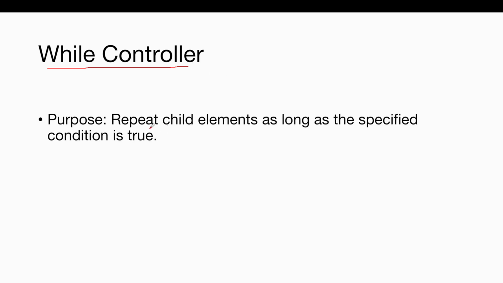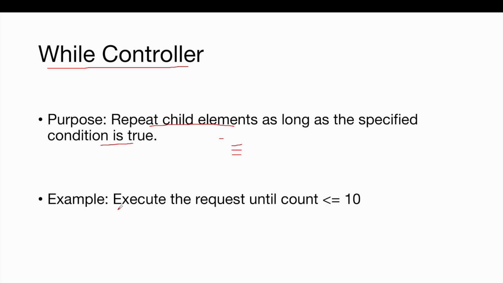The purpose of the while controller is to repeat the child elements as long as the specified condition is true. It means all the requests specified inside the while controller will keep executing until the condition specified in the while controller is false. For example, let us say you want to execute a certain request within the while controller until count is less than or equal to 10. Now let me open JMeter and let us practically understand how to implement the while controller in JMeter.